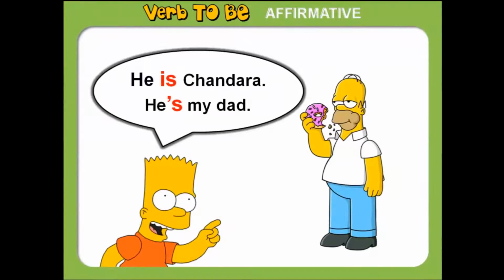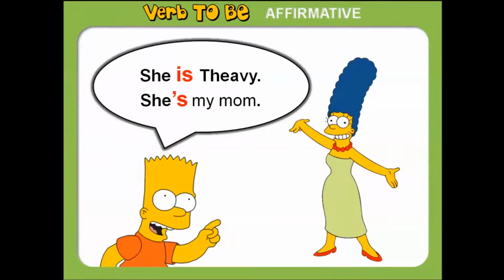We have a look at he as the subject. He is usually followed by is. For example, he is Chandra. He is my dad. So he is followed by the verb to be is. It is never used with am or are for the pronoun he. And how about she? She is also used with is. She is Hilvi. She is my mom. The short form of she is is she's.